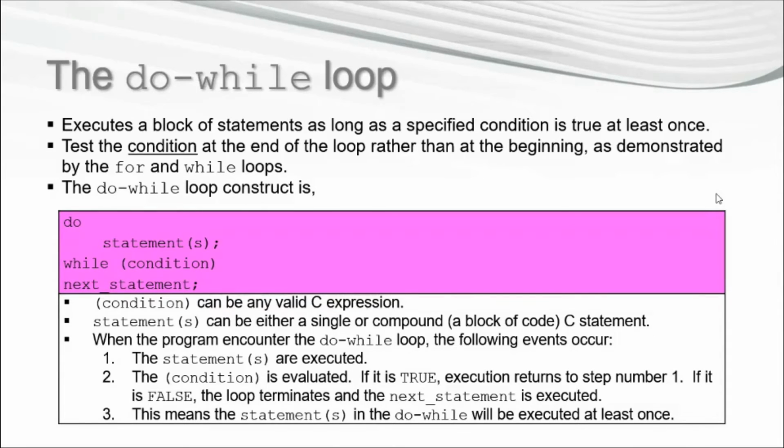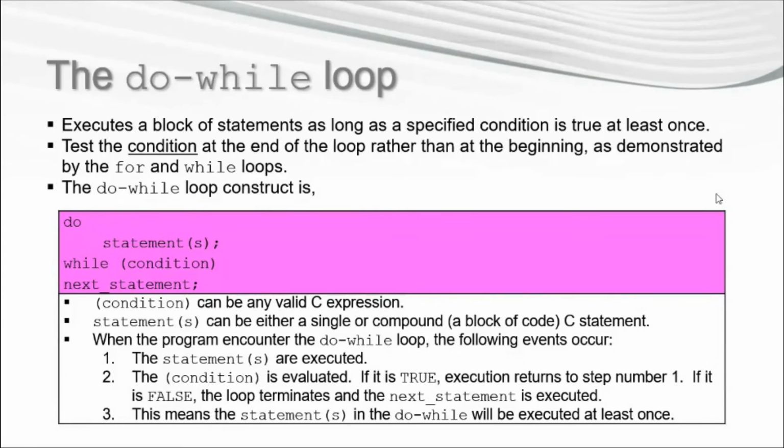If the condition is false initially, the block of code will not be executed. But in the case of the do while loop, it will be executed at least once. So it tests the condition at the end of the loop rather than at the beginning, as demonstrated by the for and while loops. In the case of for and while loops, the condition is checked first itself. But in the case of the do while loop, the condition is checked at the last, towards the end.